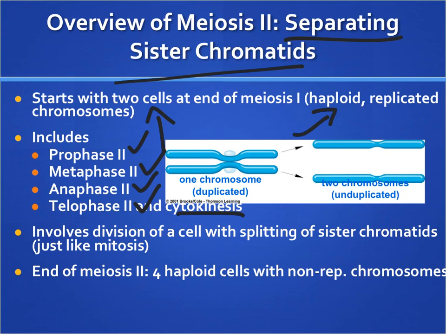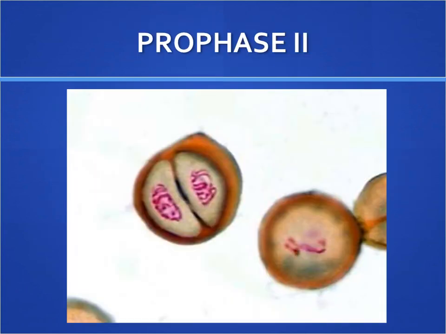And meiosis 2 looks just like mitosis. So we're going to have sister chromatids be separated from one another now. Okay, and when we end meiosis 2, we will end up with 4 cells. Those cells will be haploid, and they will have non-replicated chromosomes.